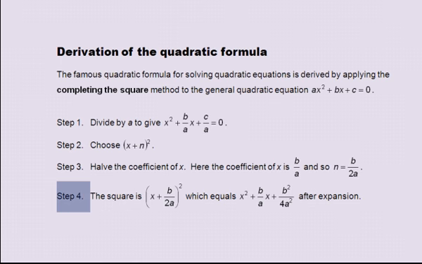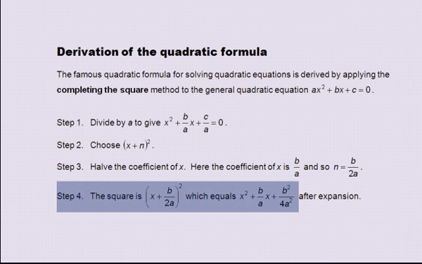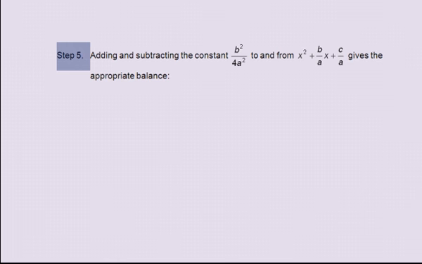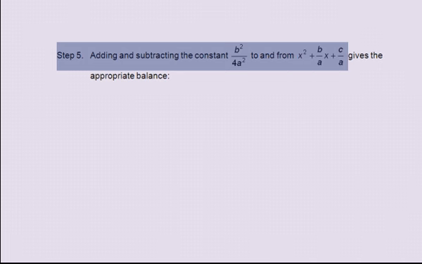Step 4. The square is x plus b over 2a all squared, which equals x squared plus b over a times x plus b squared over 4a squared after expansion. Step 5. Adding and subtracting the constant b squared over 4a squared to and from x squared plus b over a times x plus c over a gives the appropriate balance.